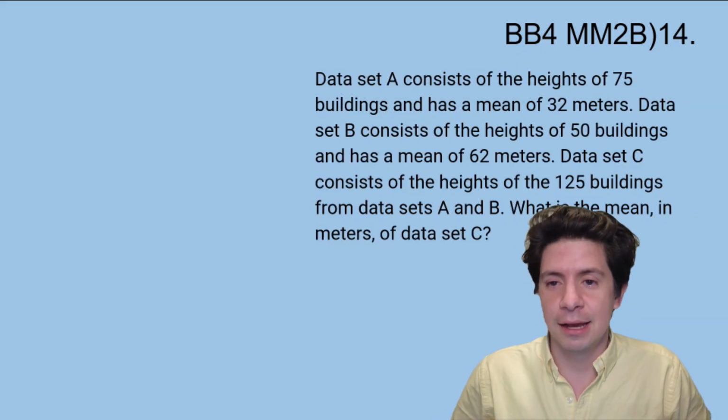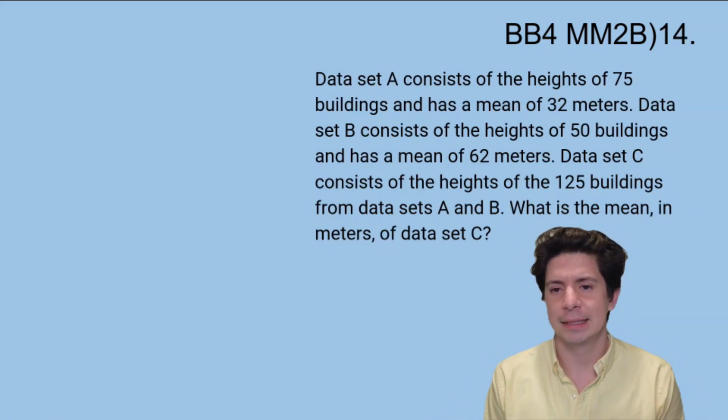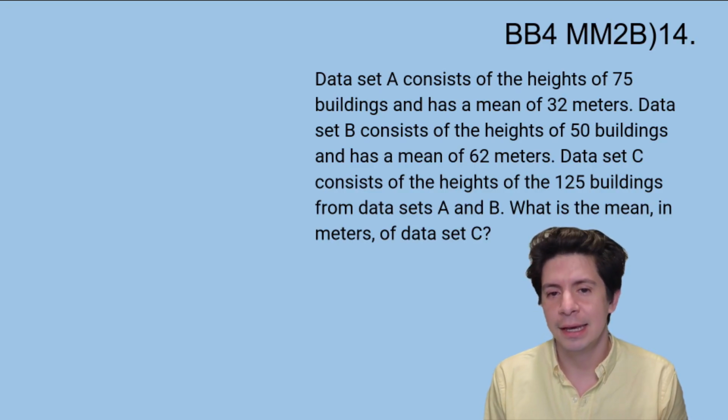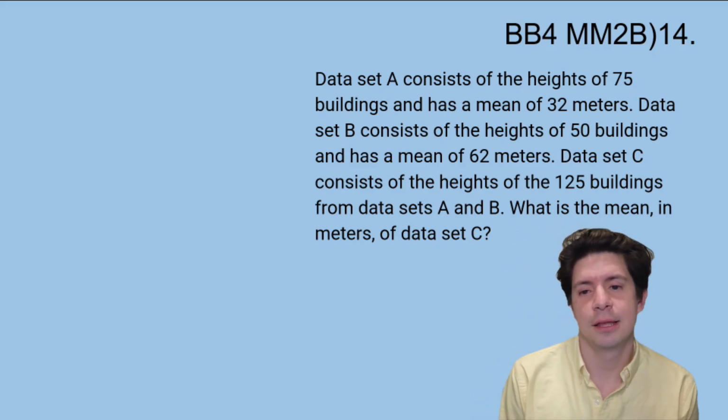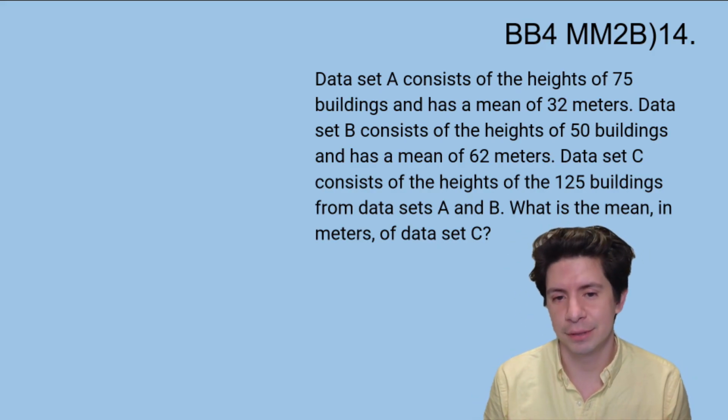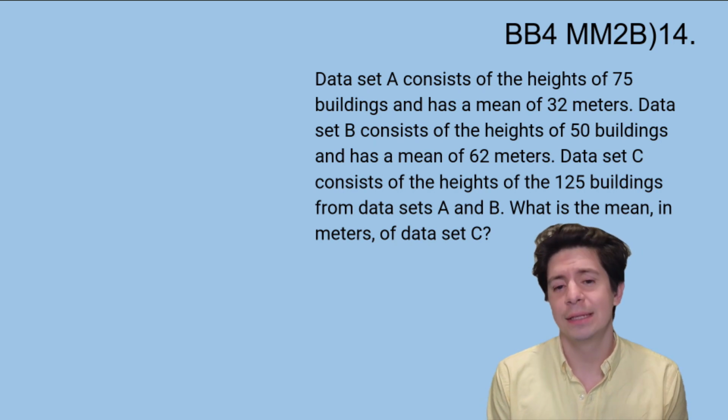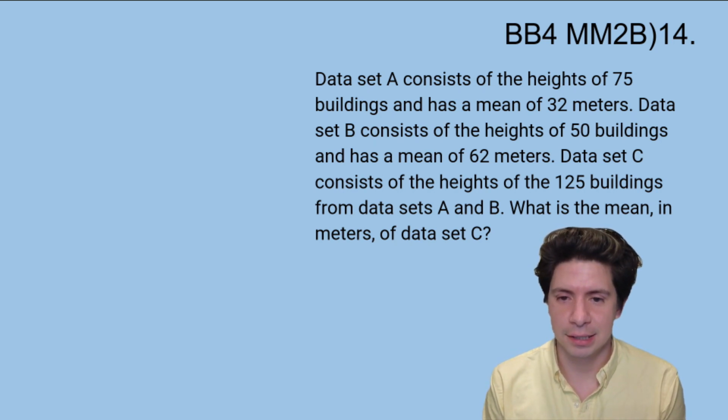Dataset A consists of the heights of 75 buildings and has a mean of 32 meters. Dataset B consists of the heights of 50 buildings and has a mean of 62 meters. Dataset C consists of the heights of 125 buildings from datasets A and B. What is the mean in meters of dataset C?